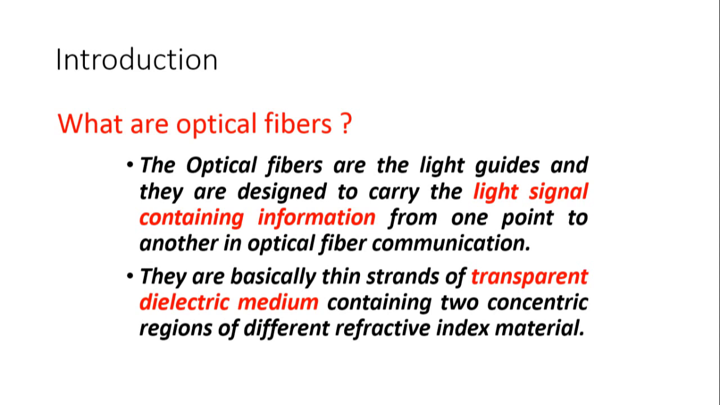So what they are basically is a thin strand of transparent dielectric medium containing concentric regions of refractive index material, which contains two main regions: the first region called the core and the second region called the cladding. In the next slide we will discuss what the fiber is and what the parts are.